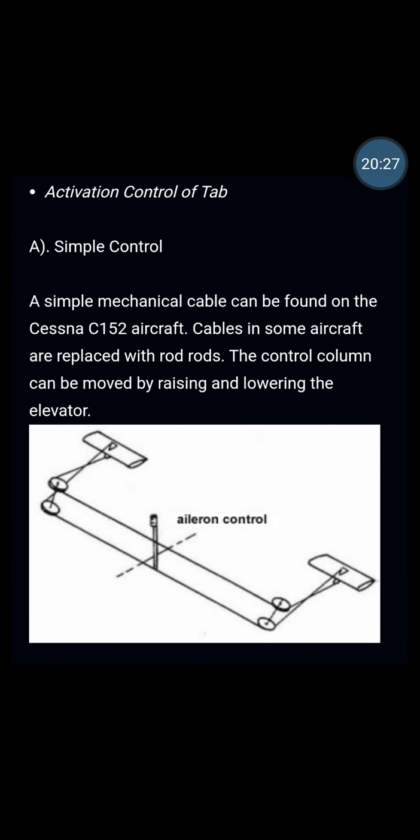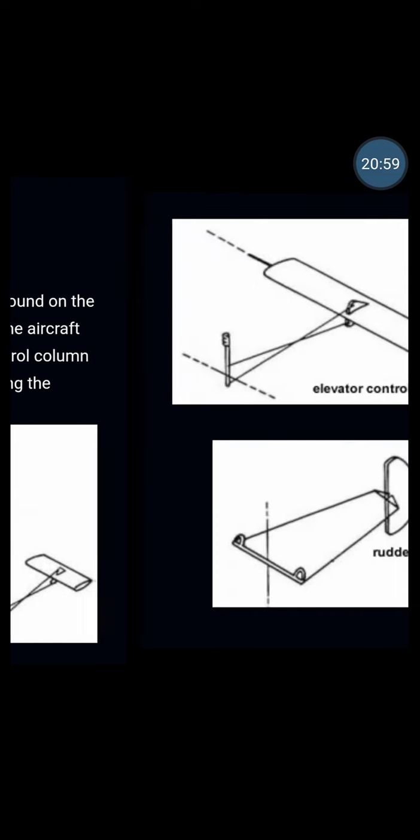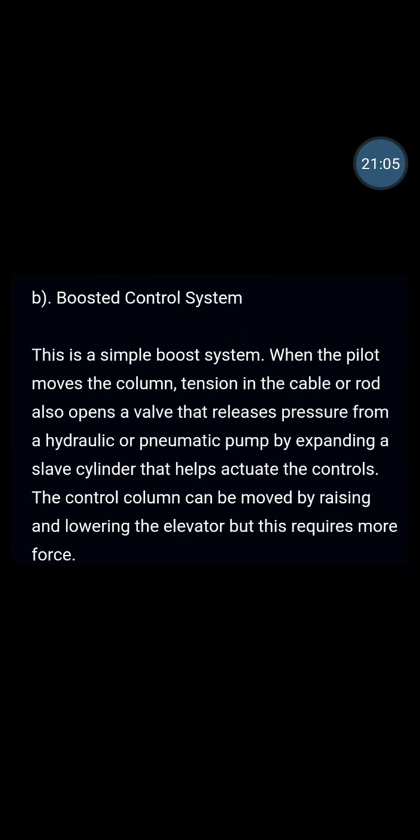Activation of control tabs. A simple control, a simple mechanical cable, can be found on the Cessna C-152 aircraft. Cables in some aircraft are replaced with a push rod. The control column can be moved to raise and lower the elevator. And this is the picture. Aileron control, elevator control, rudder control.